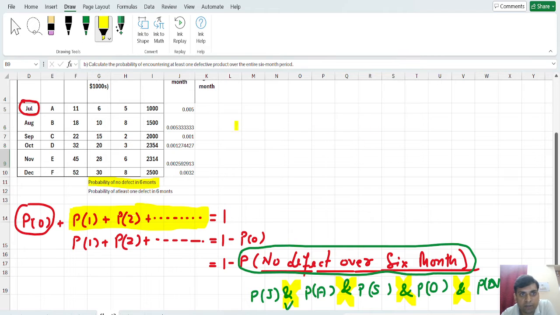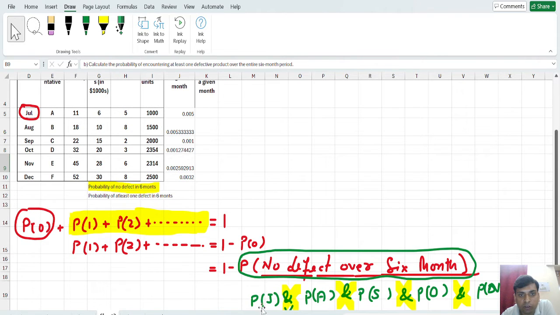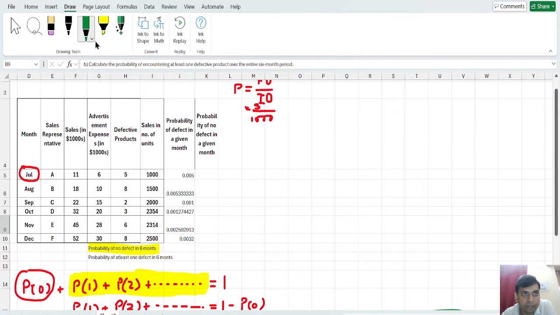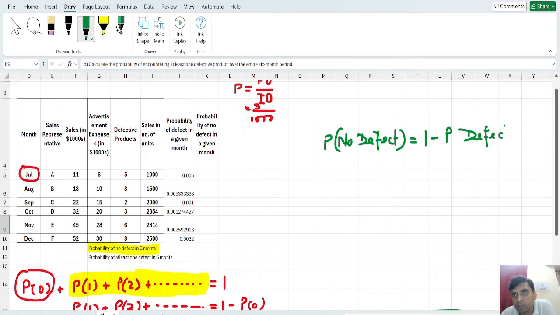To find this, first you need to find the probability of no defect in the month of July, in the month of August, and so on. Suppose in the month of July, the probability of no defect is 1 minus the probability of defect. We will use this formula: probability of no defect equals 1 minus probability of defect. In the month of July we have this probability of defect. To find this, we will apply the formula in this block.